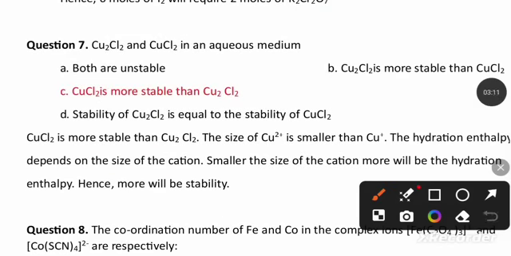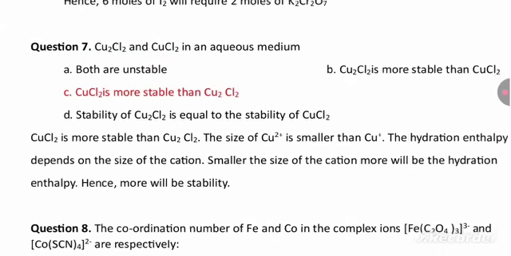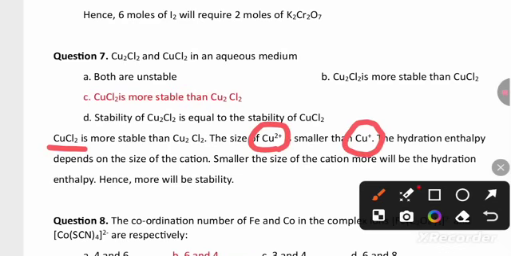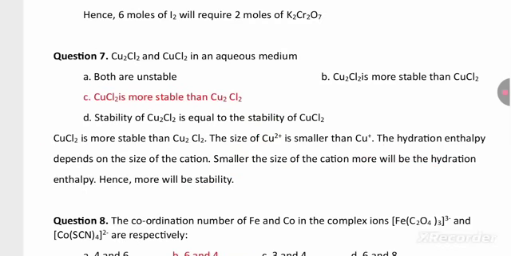Seventh question, Cu2Cl2 and CuCl2 in aqueous medium. In the aqueous medium, CuCl2 is more stable. Why is this? It depends on hydration enthalpy. As you can see here, CuCl2 is more stable because the size of the Cu2+ ion is smaller than the Cu+ ion. The smaller the size of the cation, the higher the hydration enthalpy and the more stable it is. So Cu2+, as it is smaller in size, is more stable.